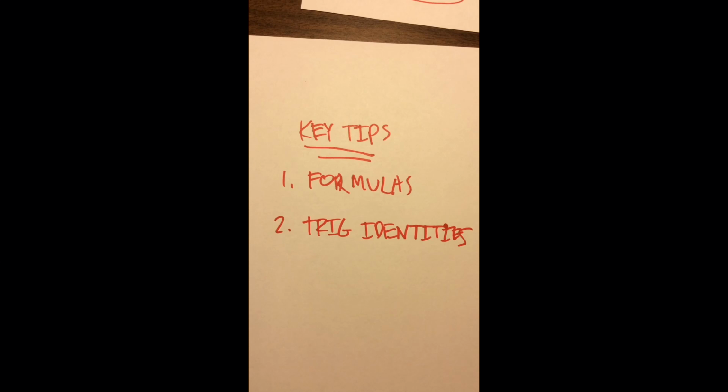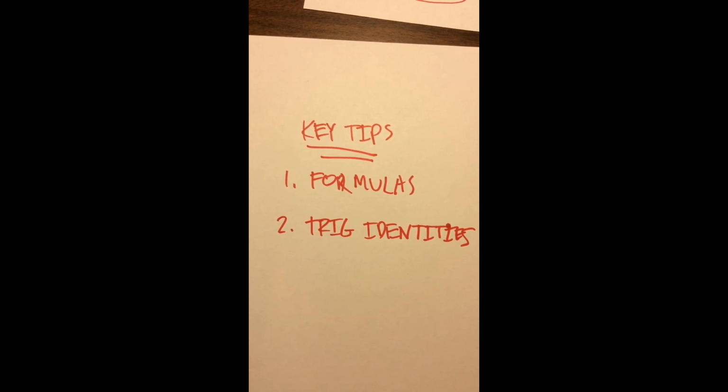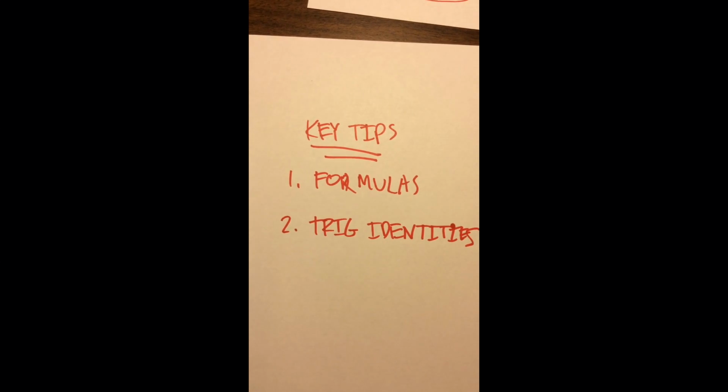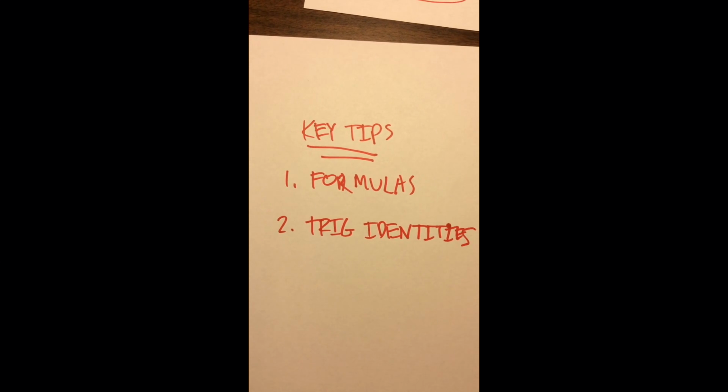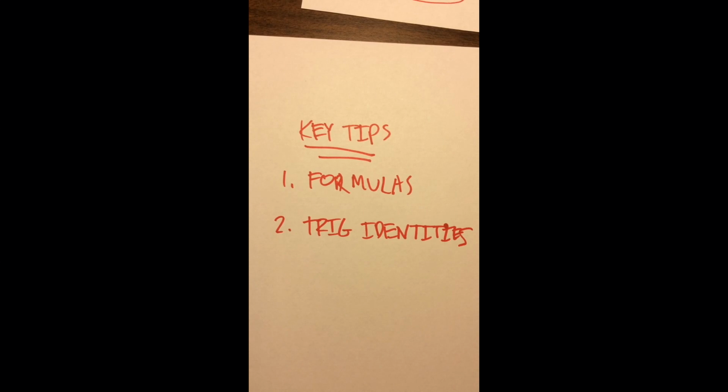Okay, now that we've gone over two different types of problems, and the formulas for the trig derivatives, let's go over some key tips. So number 1, remember those 6 formulas. These are very important for solving these problems. Also, remember the trig identities. For example, sine squared x plus cosine squared x equals 1. If you know those, then simplifying will be much easier and quicker.